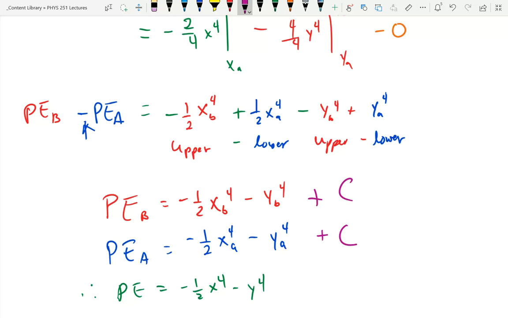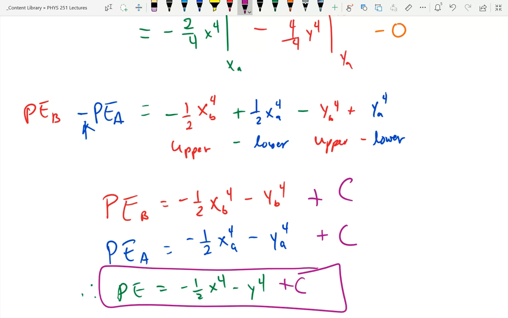You already have bounds? Yes, I do. This is not a bound from integration. Because my definition of potential energy is the difference between the two, I could have my potential energy B equal to minus 1/2 X to the fourth minus C to the fourth plus C, and my potential energy A is the same thing. Then when I subtract these two, the C's would cancel out, or not cancel out, subtract out. So it's not part of the integral, it's part of the definition.